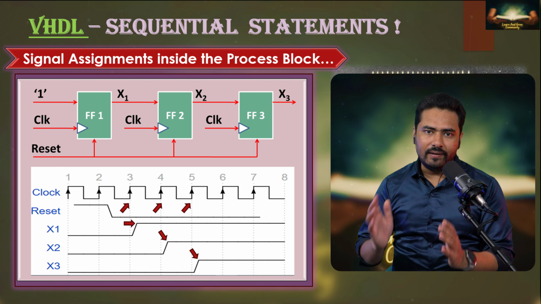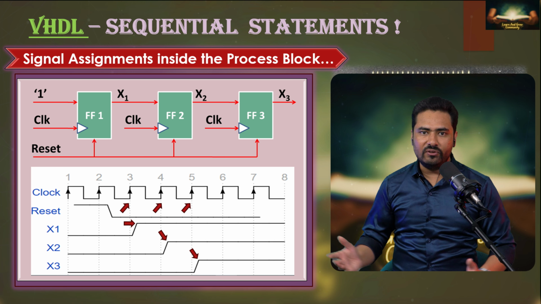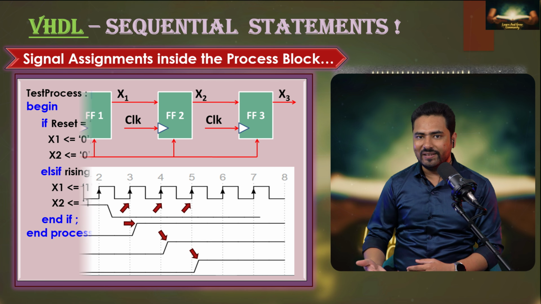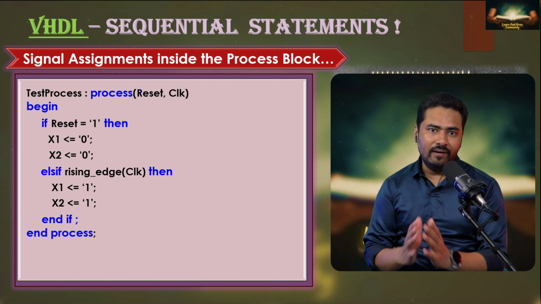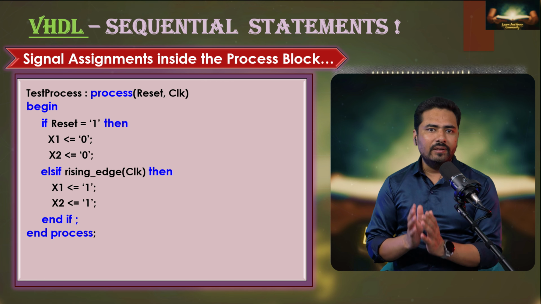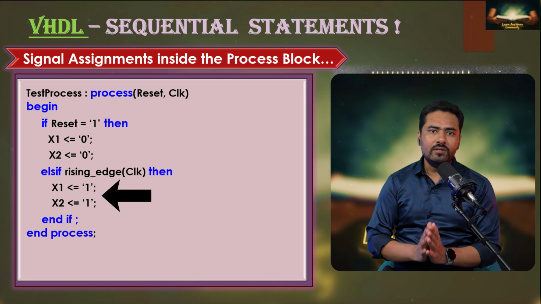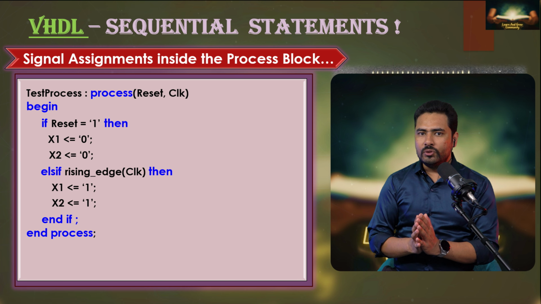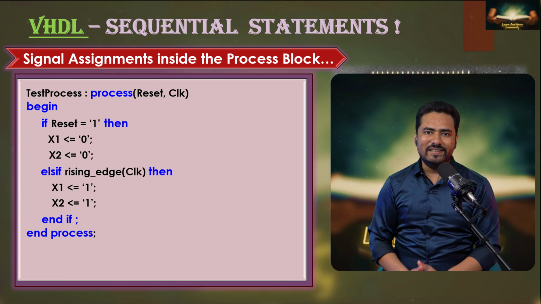In practice, the timing of these signals will become straightforward, and you will not have to worry about visualizing the hardware circuits. Here is another example. In this example, I am assigning logical 1 onto two signals called X1 and X2. So our VHDL code looks like this.